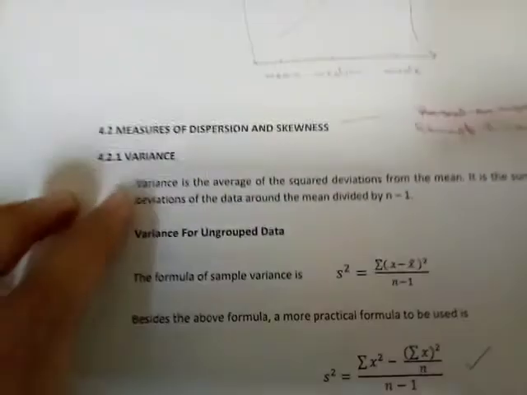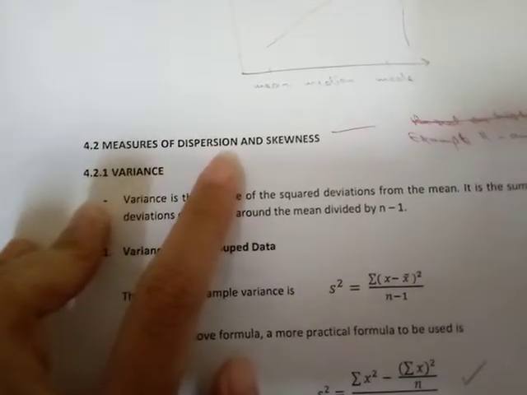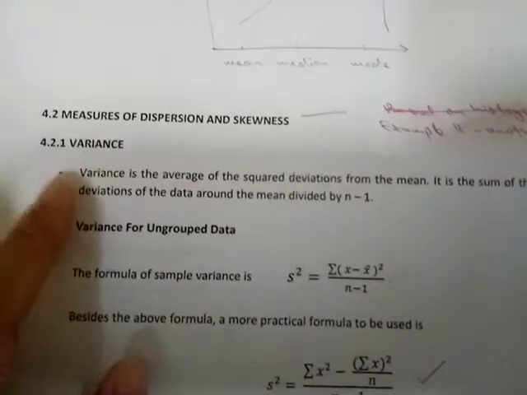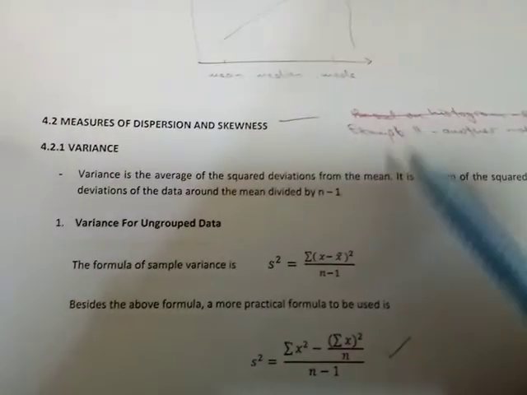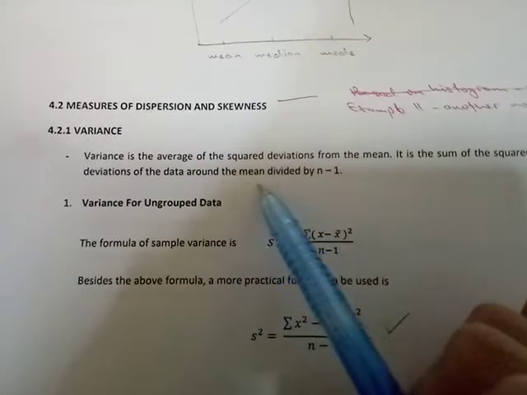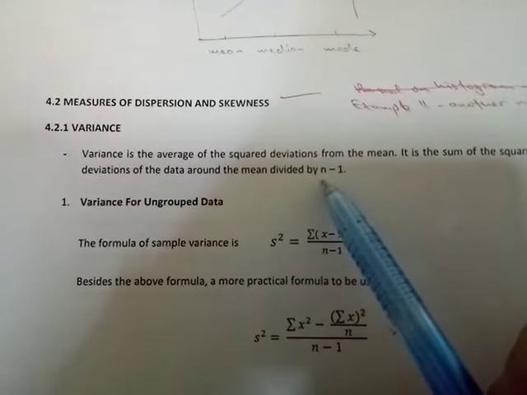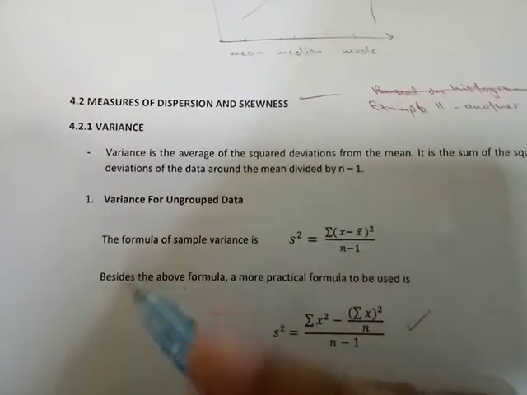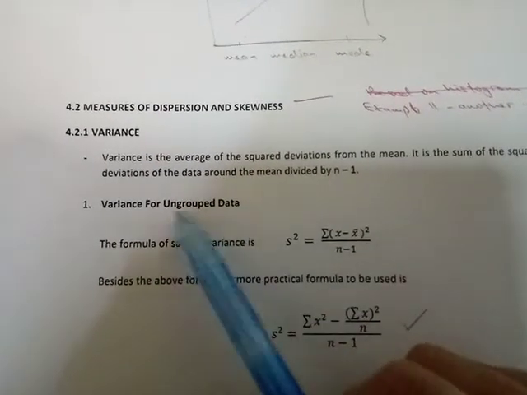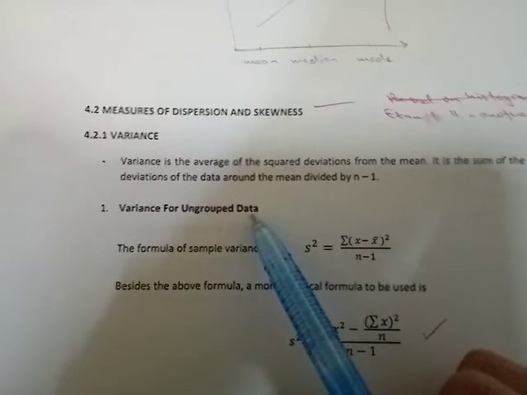Alright class, now we are going to continue measures of dispersion and skewness. Okay, look at variance. Variance is the average of the square deviations from the mean. It is the sum of the square deviations of the data around the mean divided by n minus 1. To calculate the variance, we have two methods: first for ungrouped data, and second, grouped data.